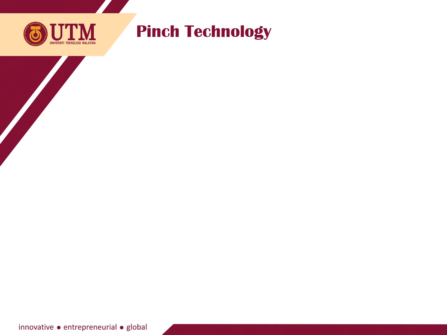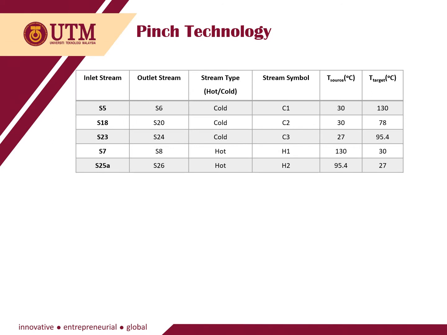What are the steps that we need in process heat integration? The first one is we need to find the pinch temperature. To find the pinch temperature, we need to identify the cold streams and the hot streams. This table shows which is the cold streams and the hot streams. To identify it, cold streams is the stream that goes from low temperature to the high temperature, while hot streams is from the hot temperature to low temperature.